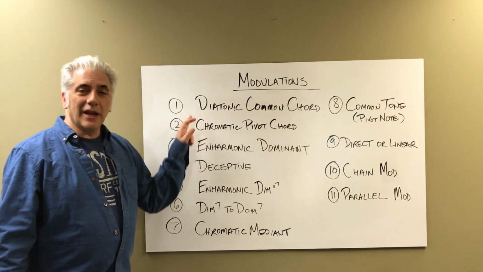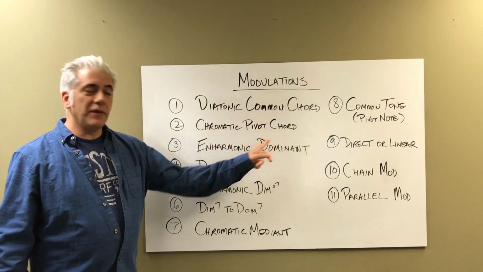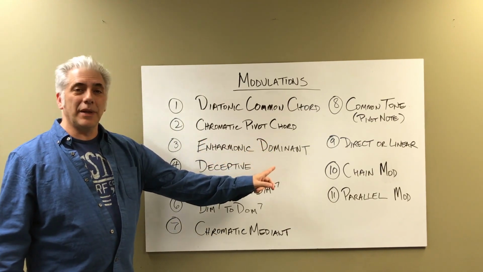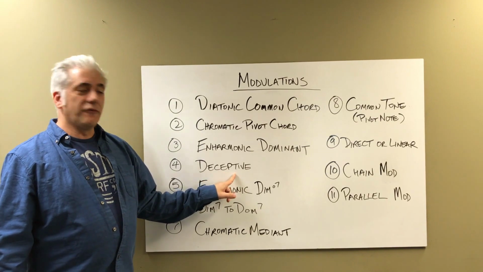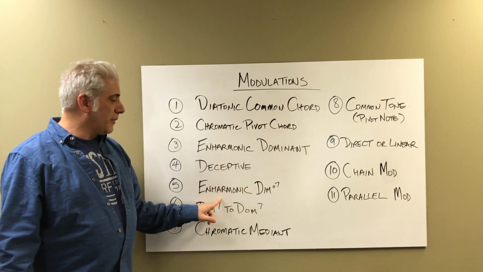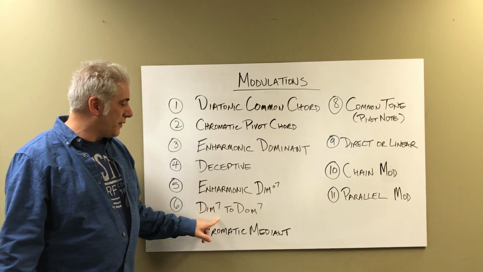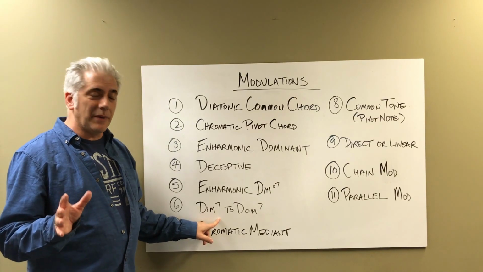Number 1, the diatonic common chord. Number 2, the chromatic pivot chord. Number 3, enharmonic dominant modulation. Number 4 is the deceptive cadence. Number 5 is the enharmonic diminished seventh. Number 6 is the diminished seventh to dominant seventh.